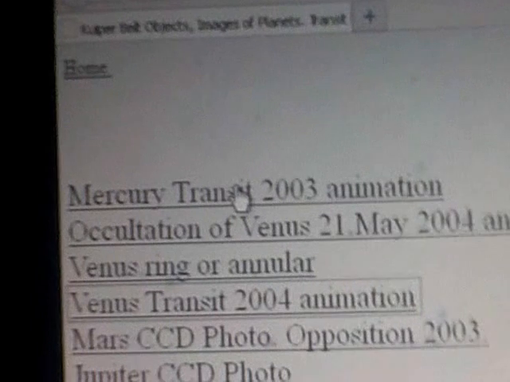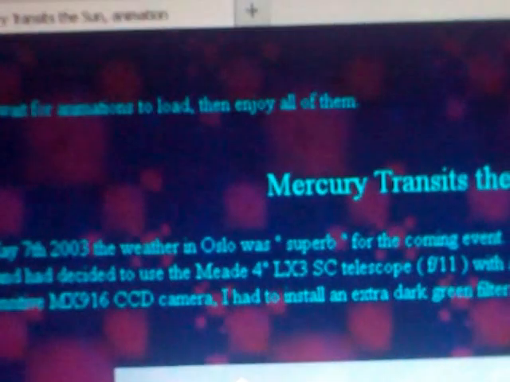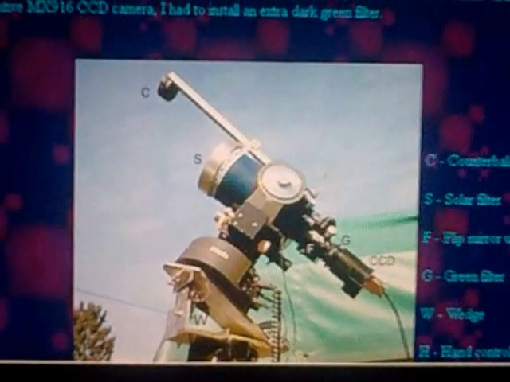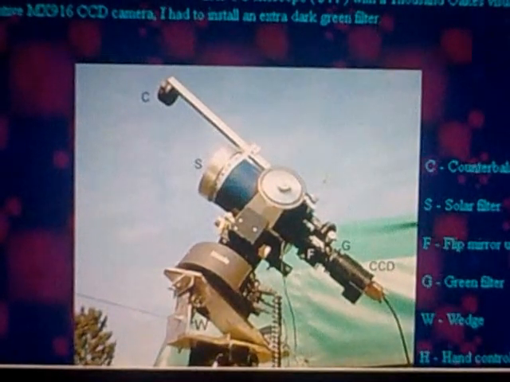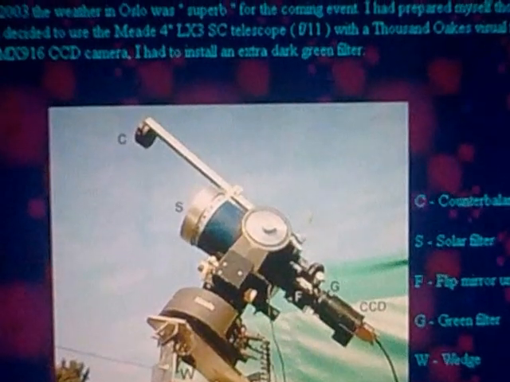Okay, I will show you the instrumentation I used, how to take these pictures. I go to the Mercury transit the year before, because then I had to set it up. This is from the Mercury transit in 2003. That was very good, because then I could practice and test for the big event next year.